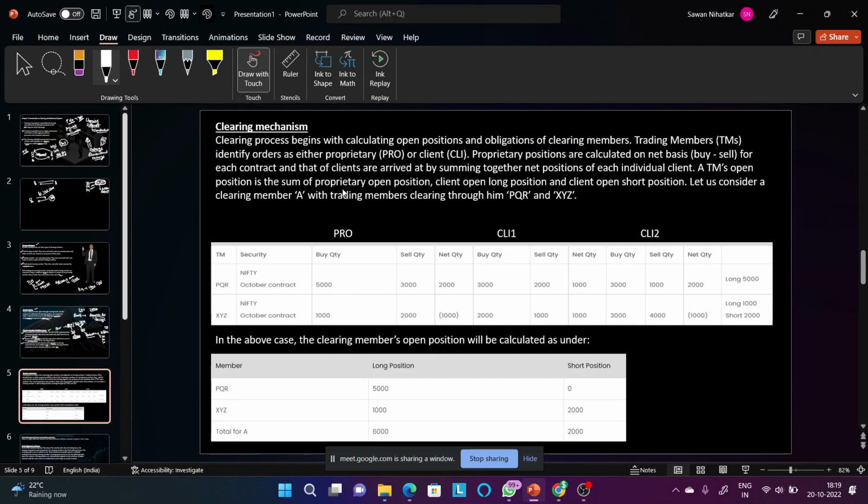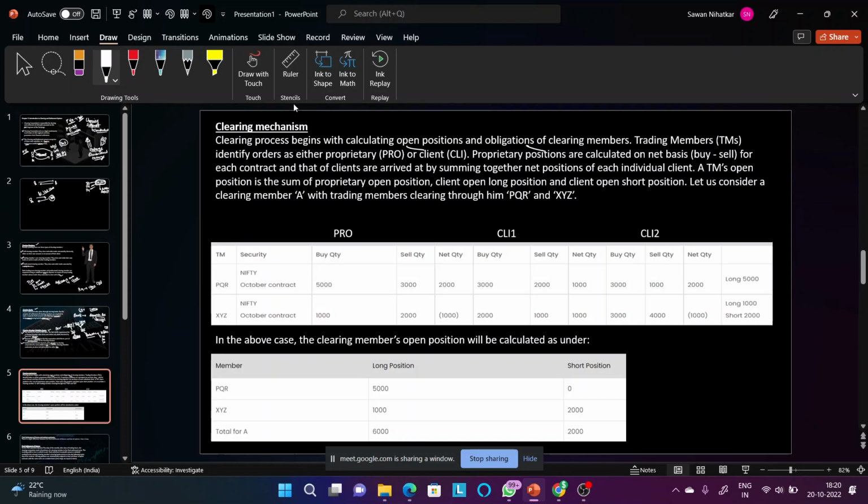Now moving forward, we are going to take a look at the clearing mechanism. Here we just have a little bit of basics. When you move forward towards FRM or CFA, you have much different processes for clearing mechanisms. So the clearing process begins by calculating the open positions and obligations of clearing members. Open positions, as we said, means if you have a net long or net short position on a particular stock, that means you have an open position which has not yet been settled. And obligations mean whatever payables or receivables you have, which are your obligations as clearing members.